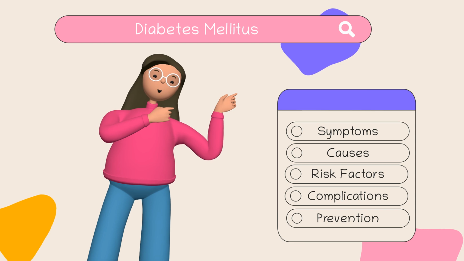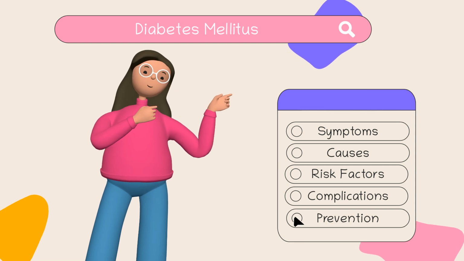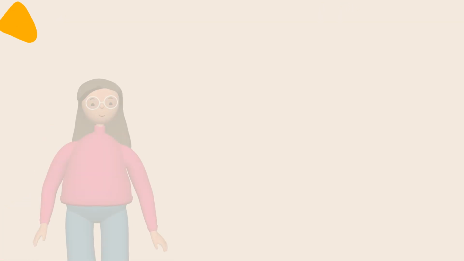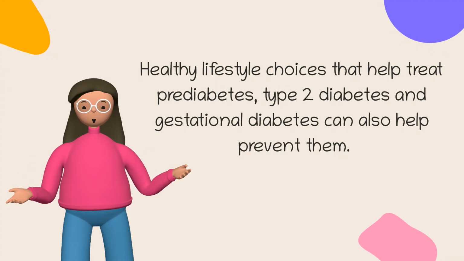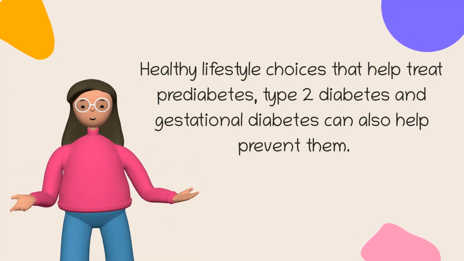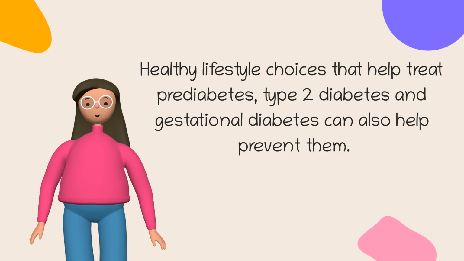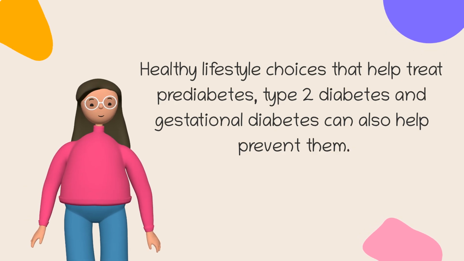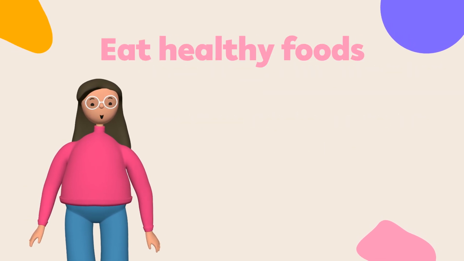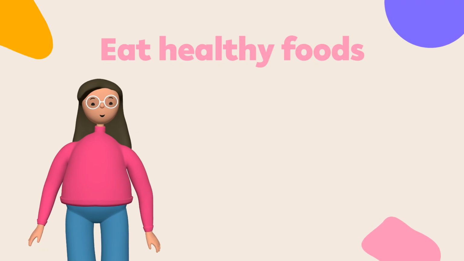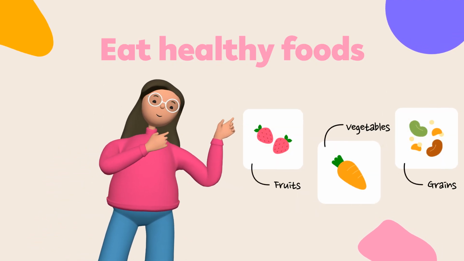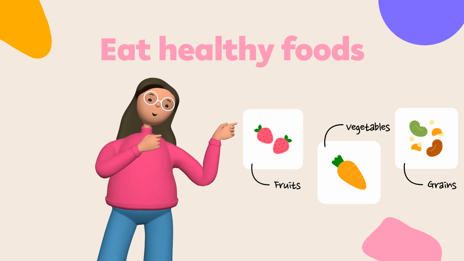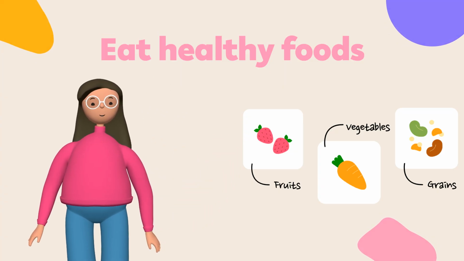Last, let's cover diabetes prevention. Healthy lifestyle choices that help treat prediabetes, type 2 diabetes, and gestational diabetes can also help prevent them. It is important to eat healthy foods. Choose foods lower in fat and calories and higher in fiber. Focus on fruits, vegetables, and whole grains. Eat a variety to keep from feeling bored.